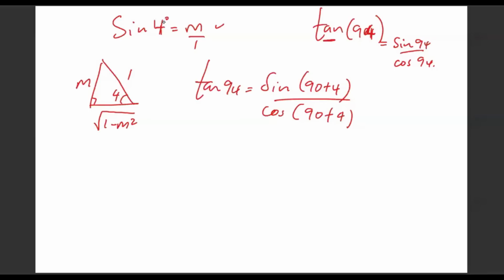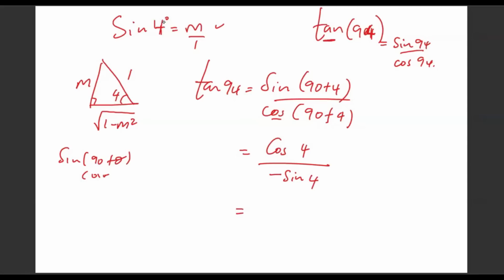Let me reduce this. So sine of 94 is going to give me cos of 4. Because remember, the sine of 90 plus theta is the same as the cos of theta. So that's going to be the cos of 4 over the cos of 90 plus 4, which is going to give me a negative sine. This is a cos, then this is a negative sine of 4.